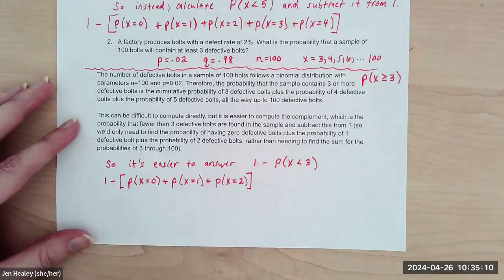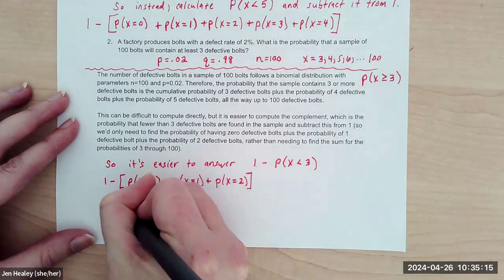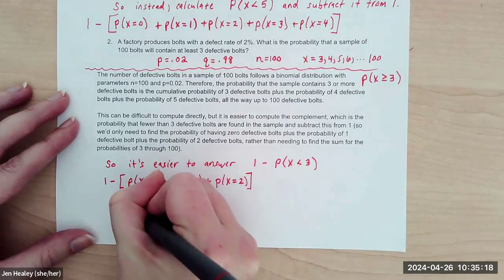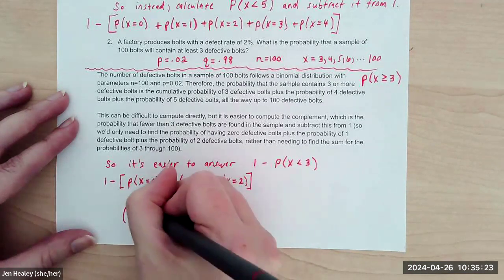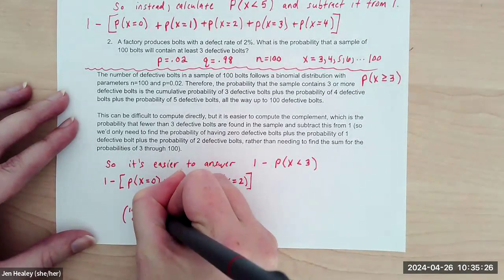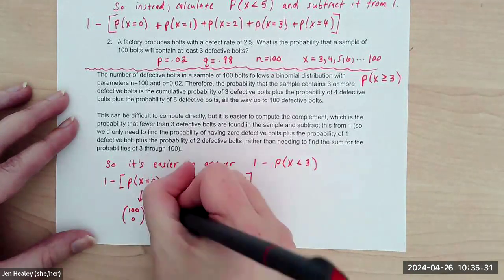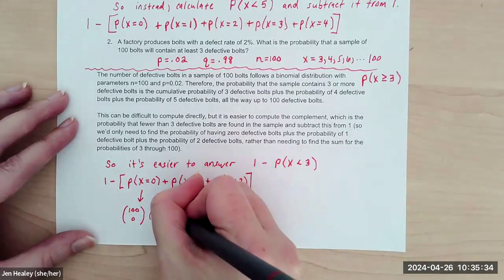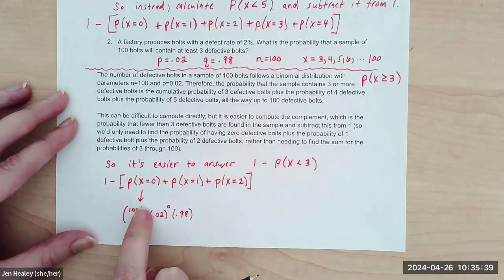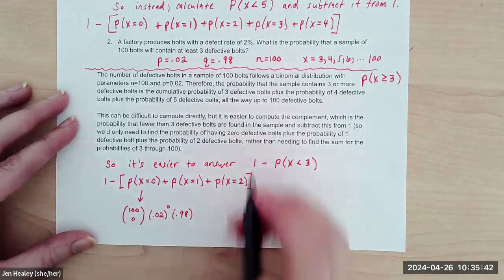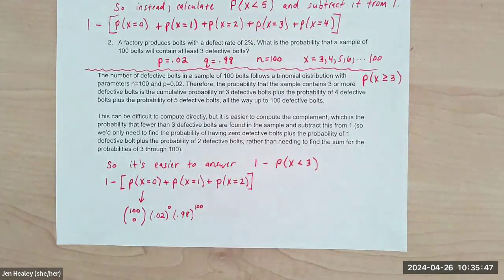So if I want to do the probability that X is equal to 0, then this one is going to be 100 choose 0. My probability of a success is 0.02, and we raise that to the power of that X, so that would be to the power of 0. And then my probability of a fail is 0.98, and we raise that to the power of 100 minus that X, so that would just be 100. So you would calculate that.